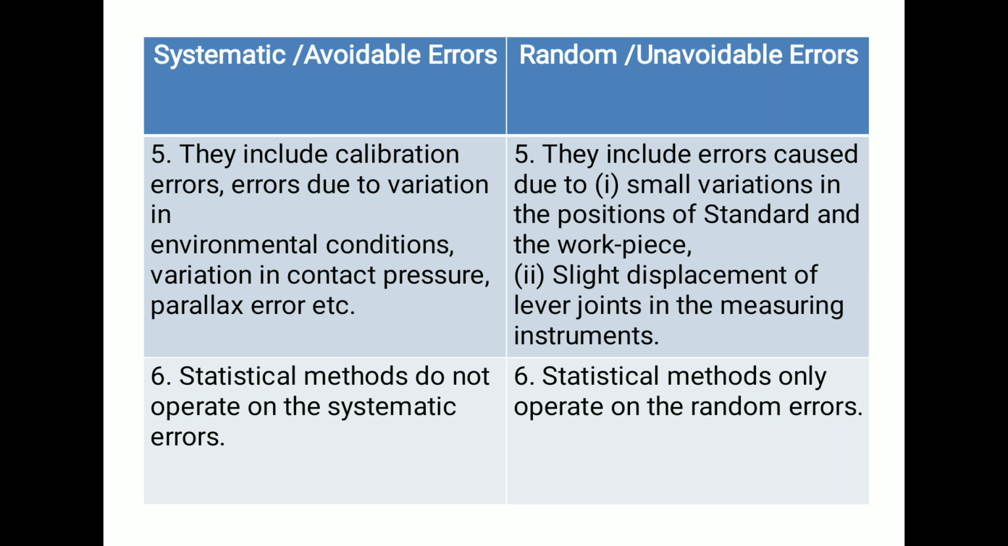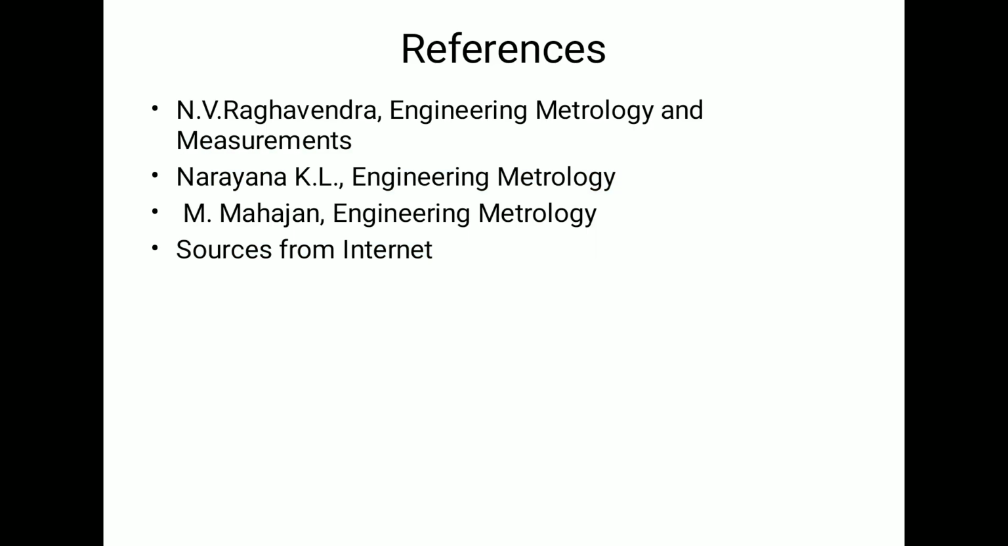Last, the sixth point. Statistical methods do not operate on systematic errors, whereas statistical methods only operate on random errors. So these are the differences between systematic, that is avoidable errors, and random or unavoidable errors. With this we have finished with errors and the different types of errors.